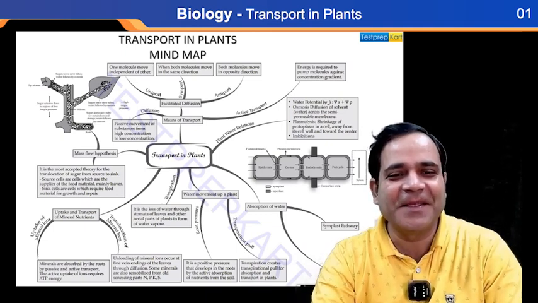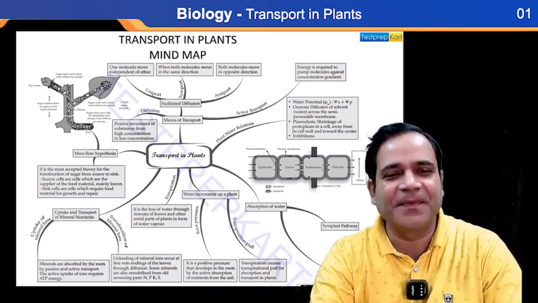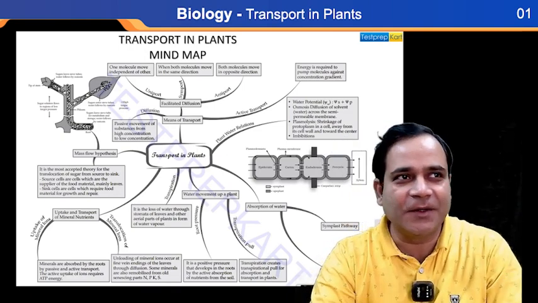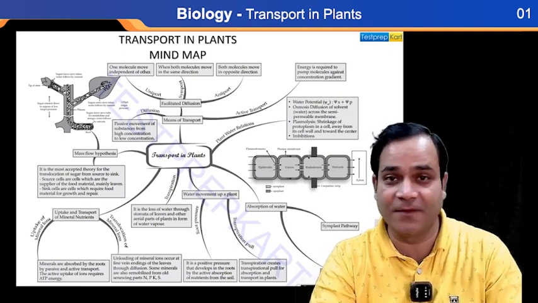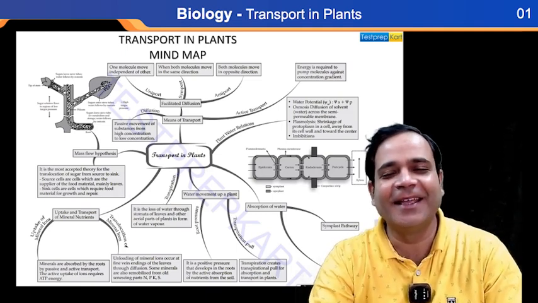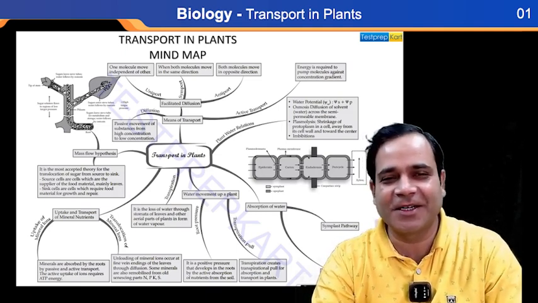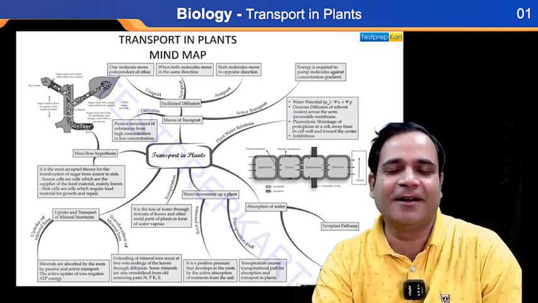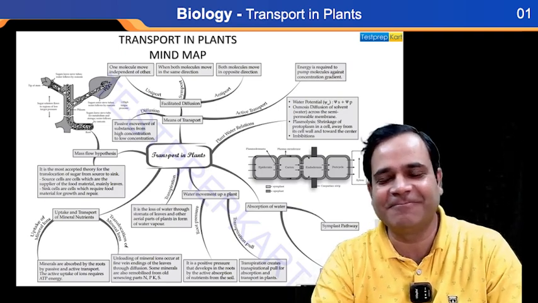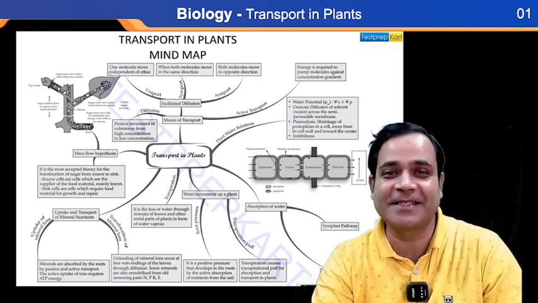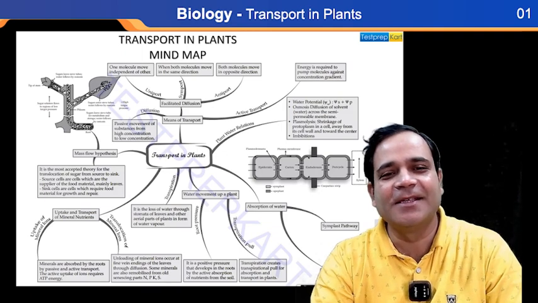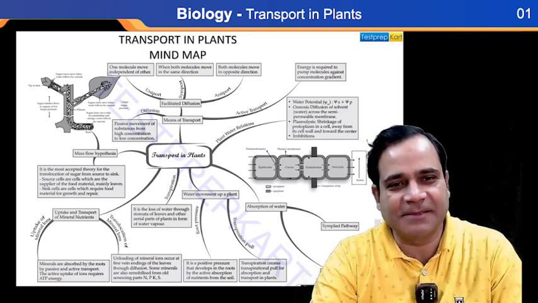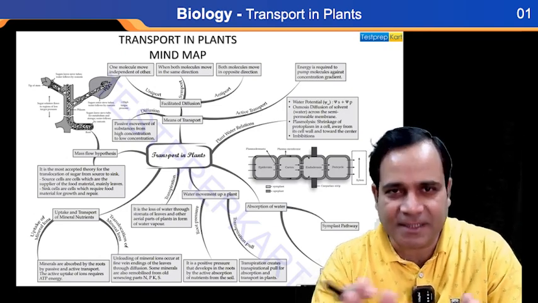So, how do we study transport in plants? Sneezing and coughing, you all know these are involuntary actions, actions that are not controlled by our will. You will also study this in biology, in human physiology, my dear: breathing and respiration, and nervous system control and coordination. But here I am telling you about how transport in plants occurs.